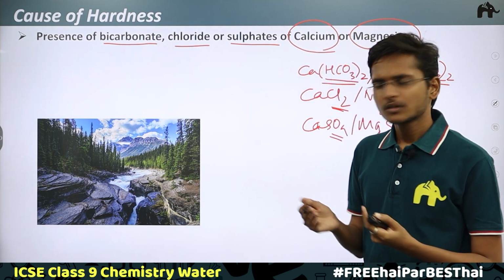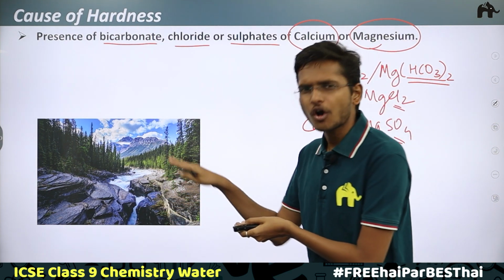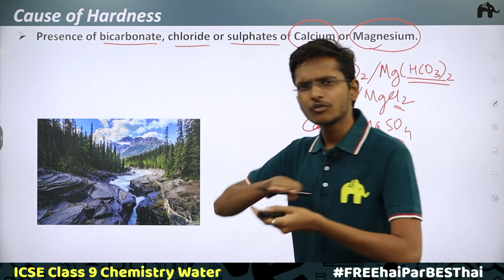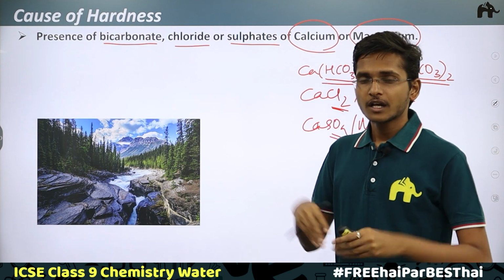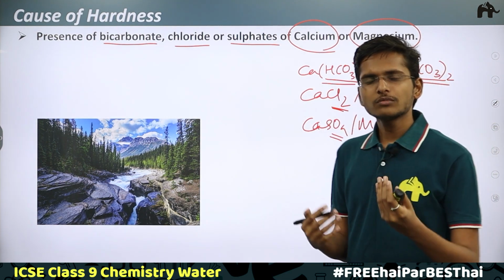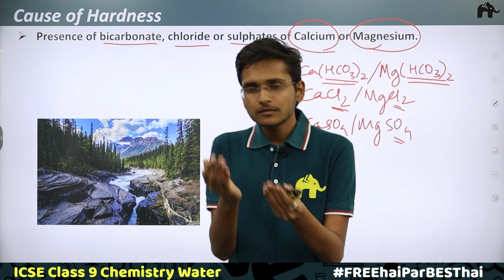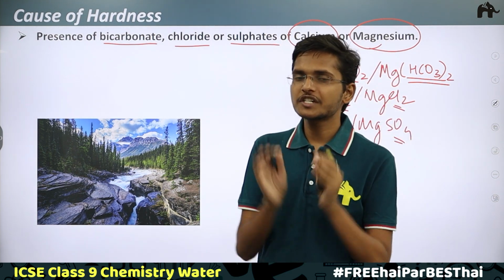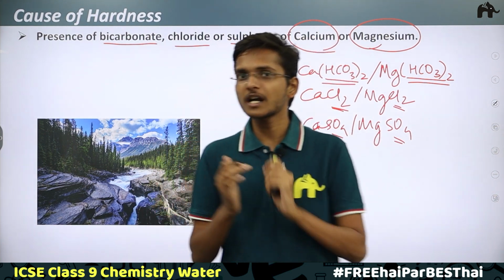So this river is flowing over the rock bed or over the soil, and this soil, we know, has so many minerals in it, right? Minerals means so many salts like this. So some of the salts may get dissolved in our water. So if the salt which gets dissolved in water is any one of these, then our water becomes hard, correct?